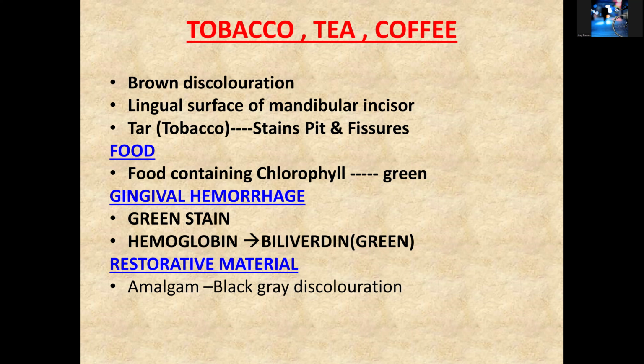Gingival hemorrhage can result in green stains in the teeth. It is due to the hemoglobin being broken down to biliverdin, which is green in color. Even certain restorative materials like amalgam can cause a black-gray discoloration.